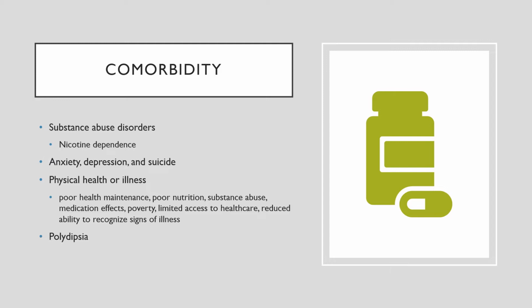Regarding physical health, the risk of premature death is about 3 to 5 times greater than that in the general population. Polydipsia is compulsive drinking of excessive fluids or water intoxication, which causes hyponatremia in these individuals with schizophrenia. Contributing factors include antipsychotic medication side effects, compulsive behaviors, and even neuroendocrine abnormalities.